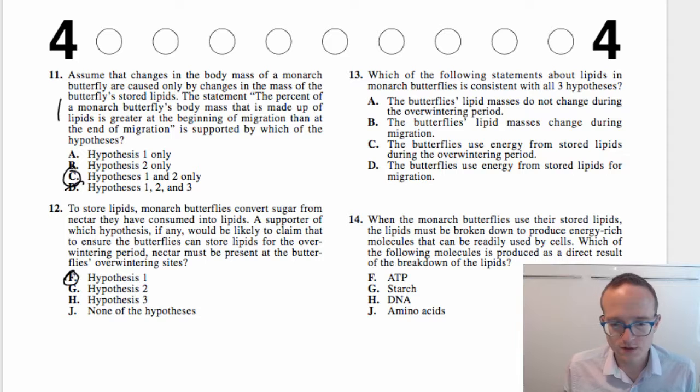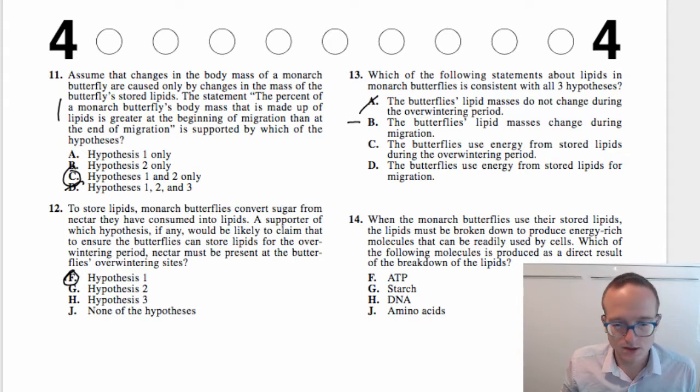Okay. Which of the following statements about lipids in monarch butterflies is consistent with all 3 hypotheses? Okay, let's try to read these, because usually you can pick kind of the vaguest one. The butterflies' lipid masses do not change during the overwintering period. No, definitely some of them will change, because you need stored lipids. That means you're going to eat those lipids. Butterflies' lipid masses change during migration.